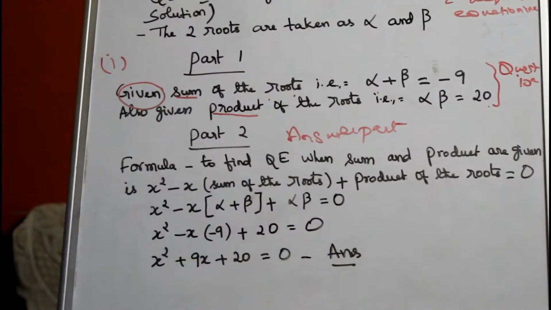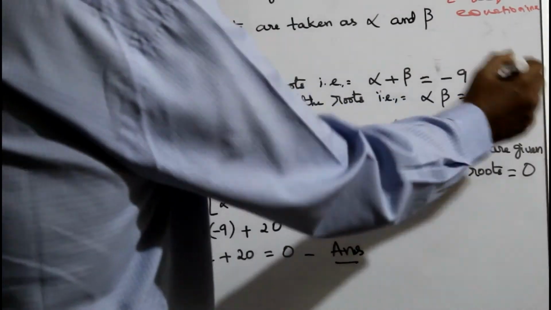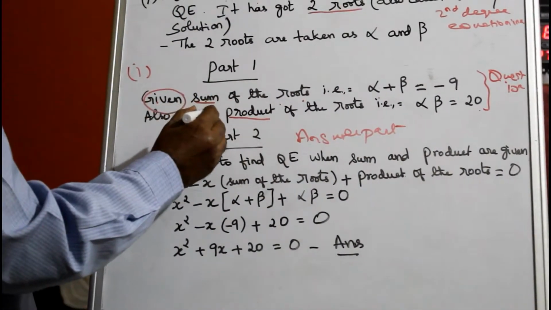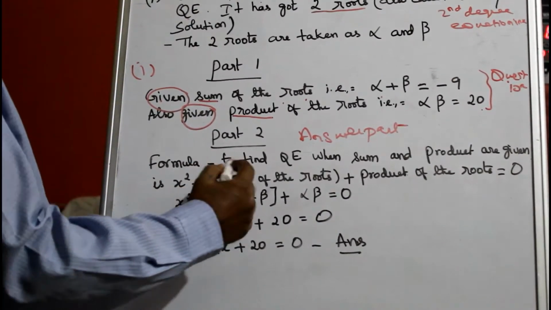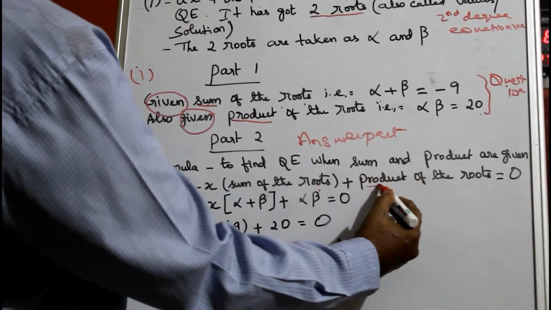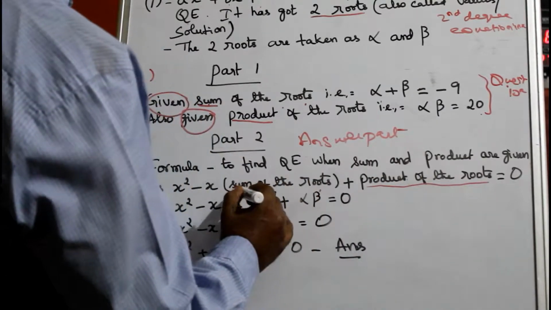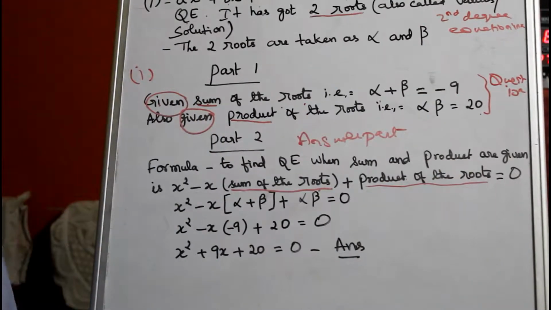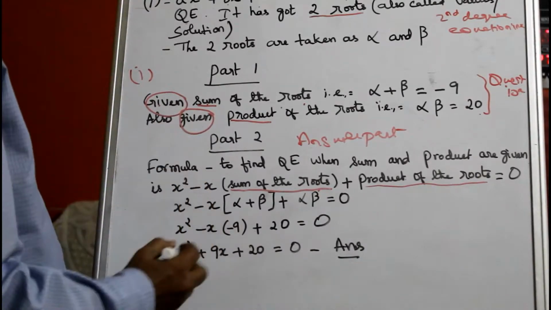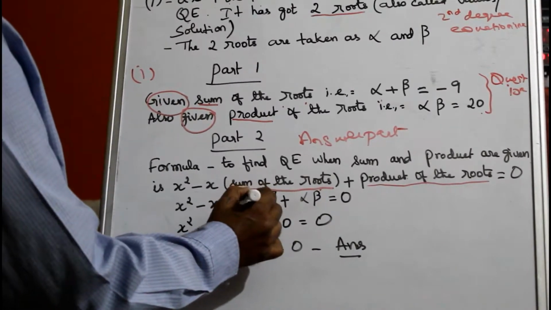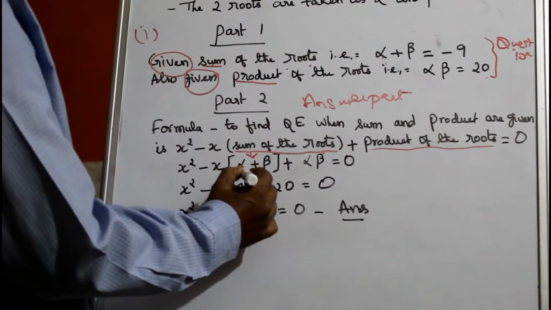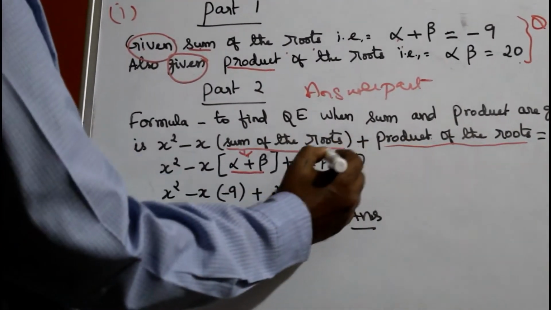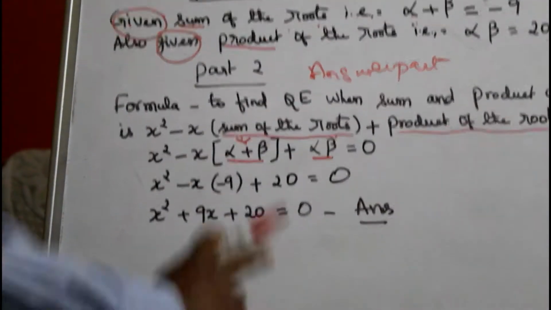Determine means find the quadratic equation when sum and product are given. These two are given. Sum is given and the product is given. This is the formula: x square minus x into sum of the roots plus product of the roots is equal to 0. This is the formula when the sum and product are given. So x square as it is, minus x, and we know sum of the roots is nothing but what? Alpha plus beta. This is called sum of the roots, alpha plus beta, and this is called what? Product of the roots equal to 0.